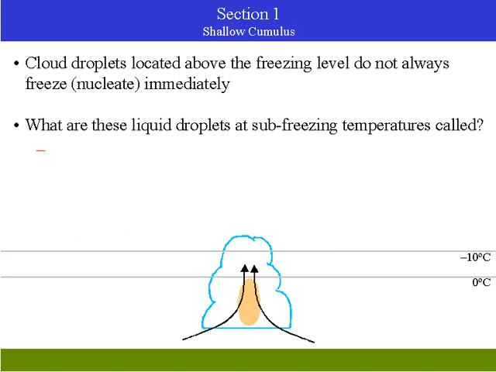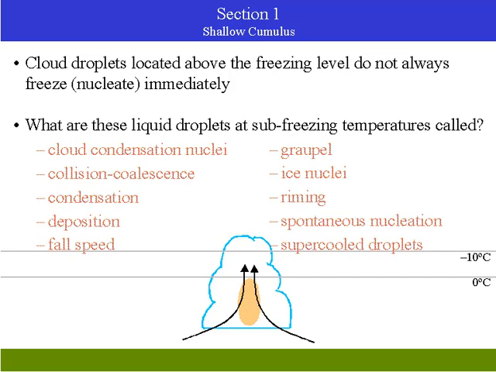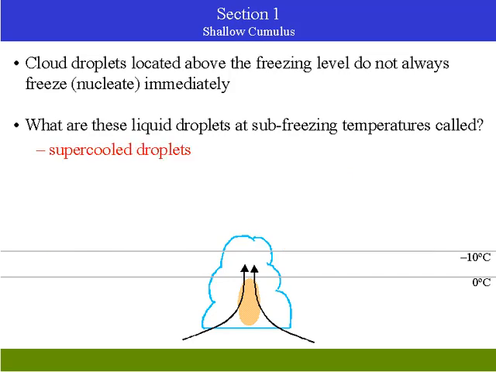Cloud droplets located above the freezing level do not always freeze immediately, and we asked the class, what are these liquid droplets that are below freezing called? And again, here are the choices. And the answer in this case is supercooled water droplets.